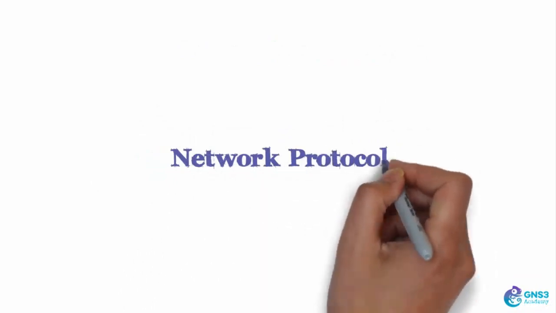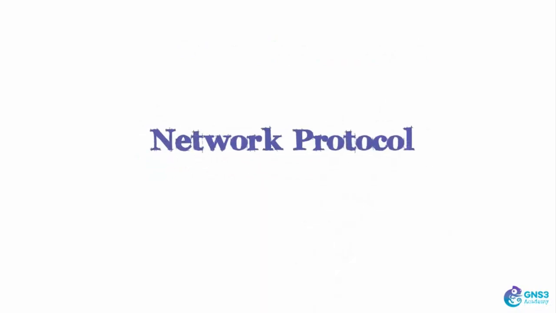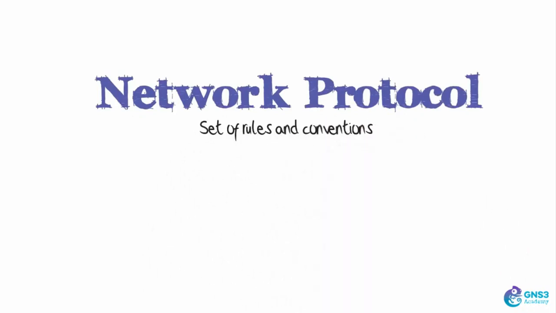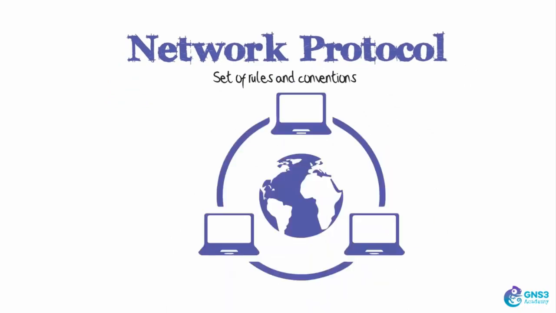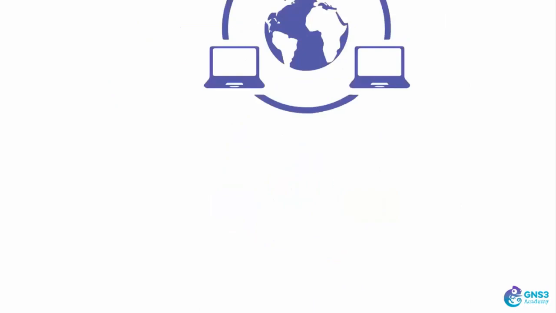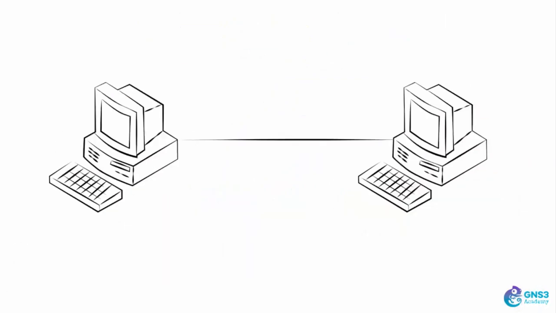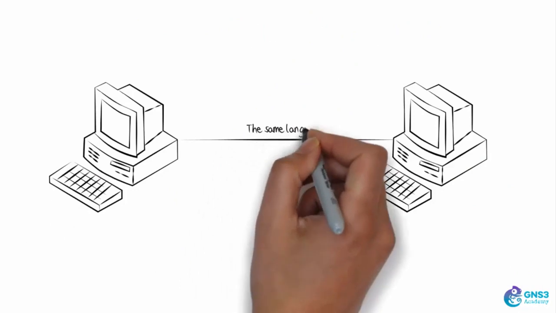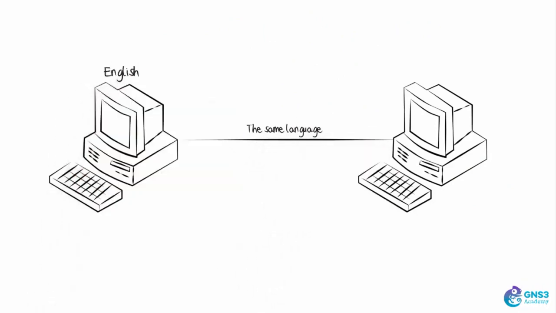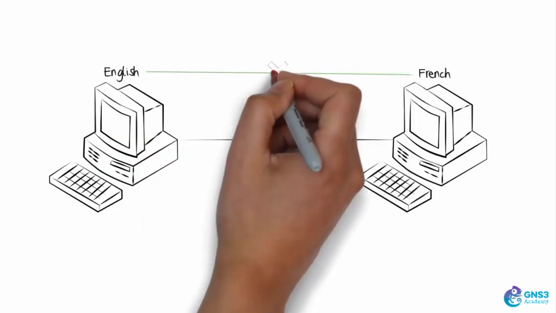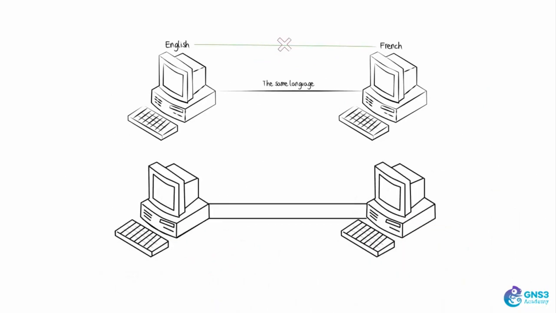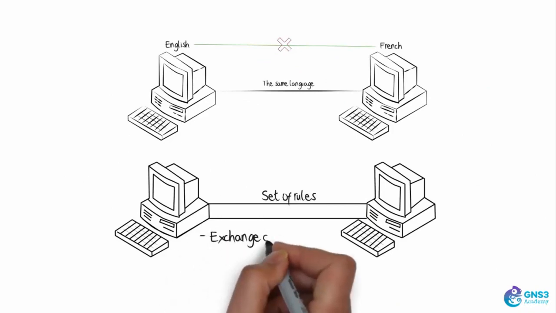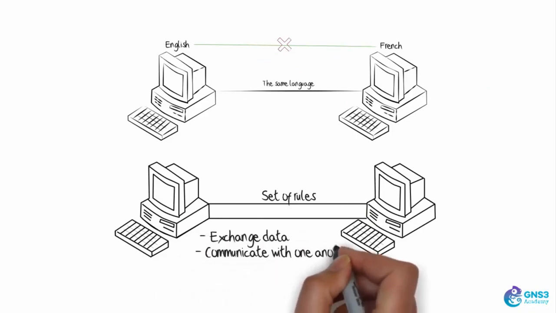What is a network protocol? Well, a network protocol is essentially a set of rules and conventions that governs the communications between network devices, or as an example, between computers on a network. In order for two computers to talk to each other, they must be speaking the same language. If I only speak English and you only speak French, we're not going to communicate effectively. In the same way, when two computers communicate with one another, there needs to be a set of rules governing how those computers exchange data and effectively communicate with one another.